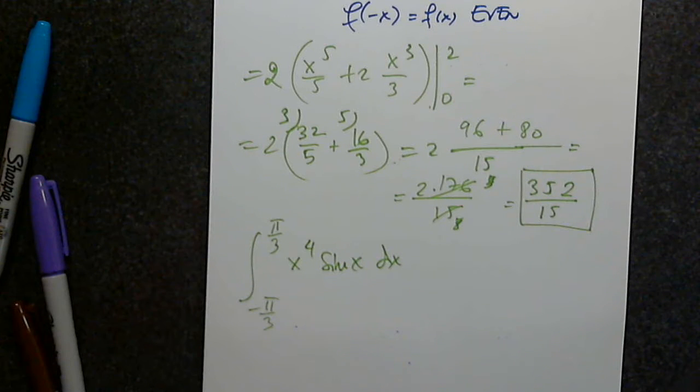And now, finally, I ask myself, is the product or the function x to the 4th sine x odd or even? If it is odd, then I'll put 0. If it is even, then I'll write equals 2 times the integral from 0 to pi over 3, blah, blah, blah. Any function that has sine in it cannot ever be even. Ever.